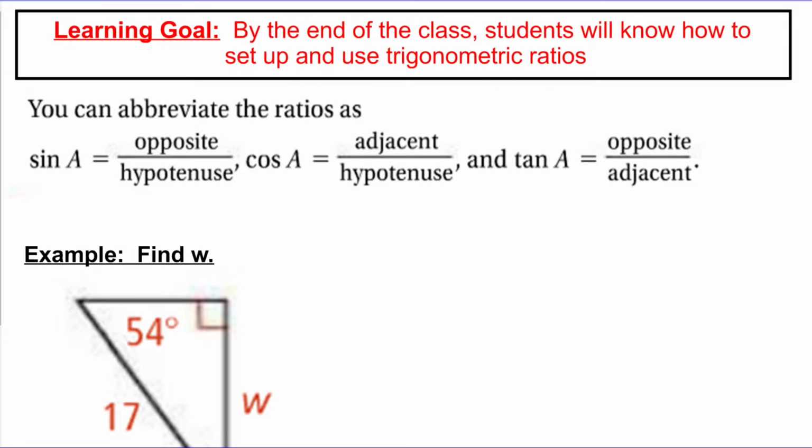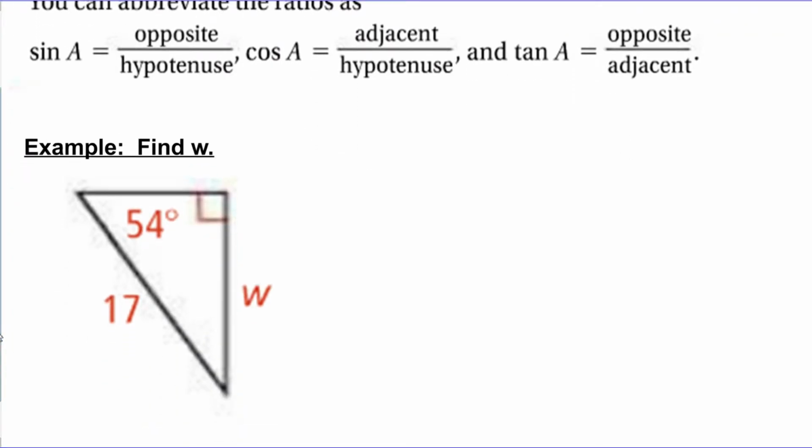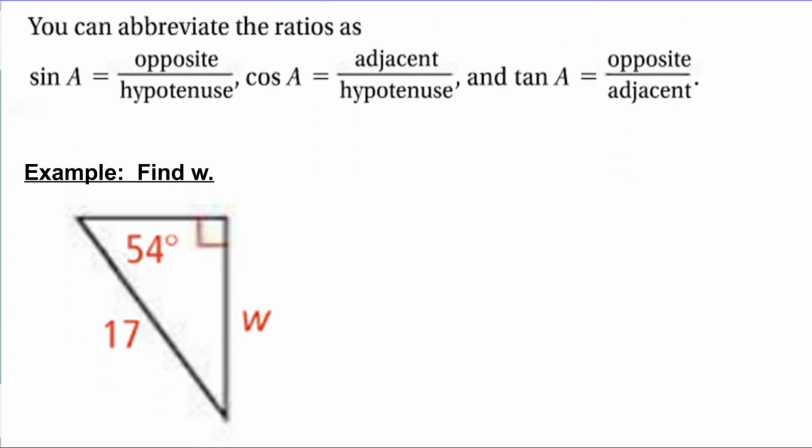Okay, so we're going to start with this problem here. They gave us an angle. They told us one of the angles is 54 degrees. So I'm going to highlight the 54 degrees and say we're standing right there. If we're standing on this angle, we're going to label our three sides just like we did when we were setting up ratios. This is opposite, adjacent, and hypotenuse. Those are my three sides.